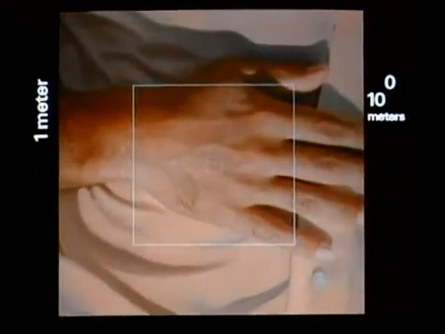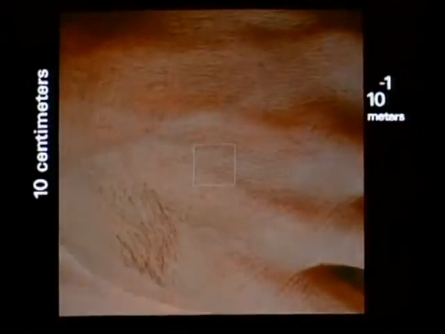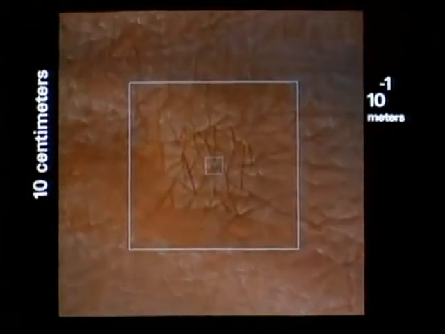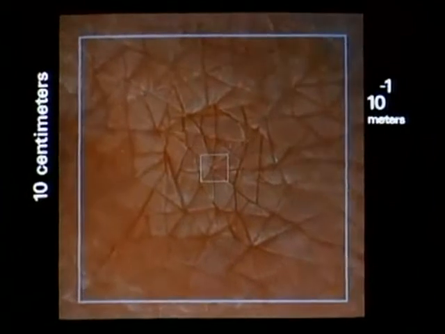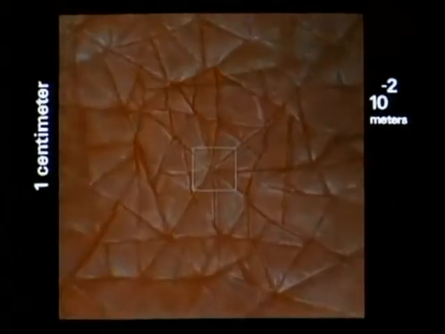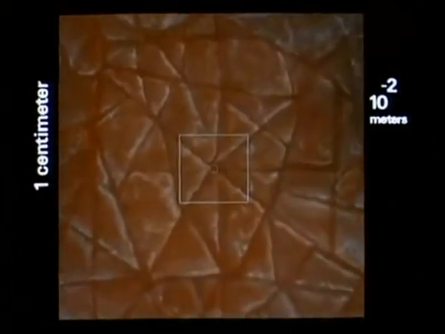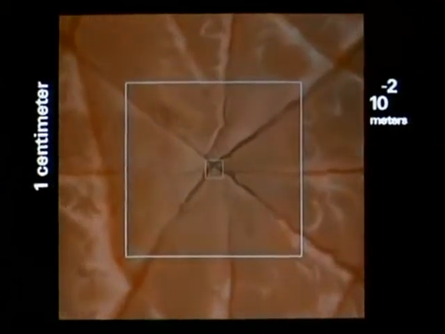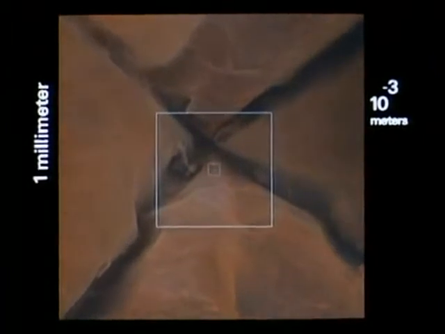Now we reduce the distance to our final destination by 90% every 10 seconds, each step much smaller than the one before. At 10 to the minus 2, 1/100th of a meter, 1 centimeter, we approach the surface of the hand. In a few seconds, we'll be entering the skin, crossing layer after layer from the outermost dead cells into a tiny blood vessel within.